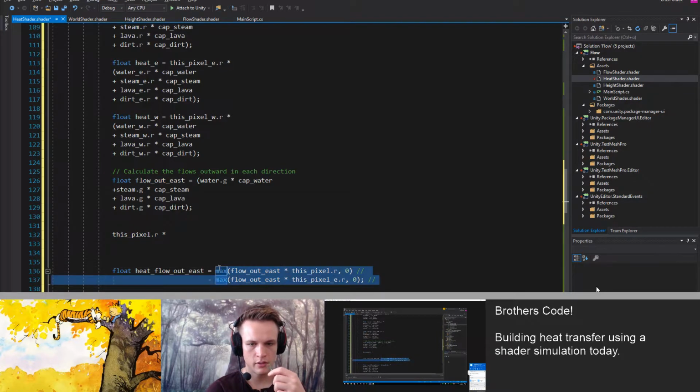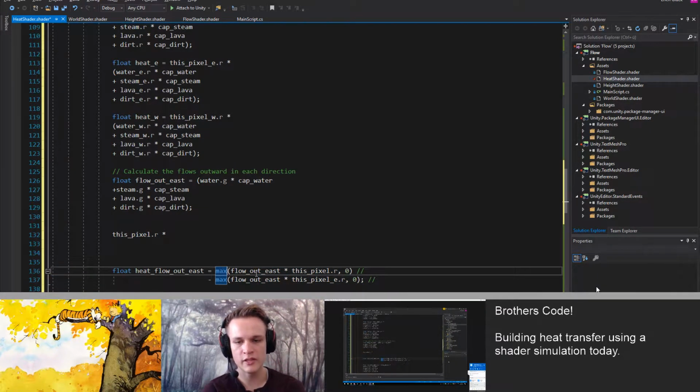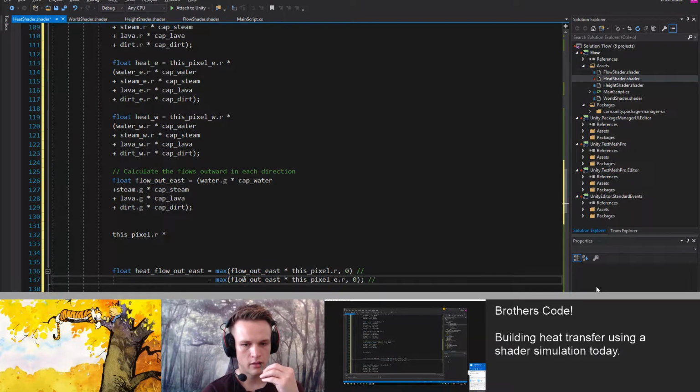So what this is trying to do is emulate a switch statement. I think it's minus the min, not minus the max, because flow out east will be negative in the case that you're flowing in from the east, and the temperature is always positive. So in this case, you're going to get a negative number, and you want to select that one. Because it's flowing in, you need to pull the heat in, right?